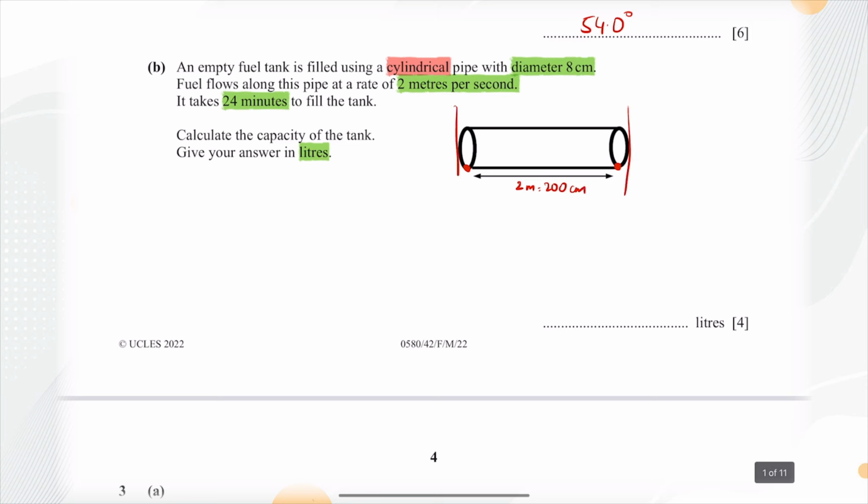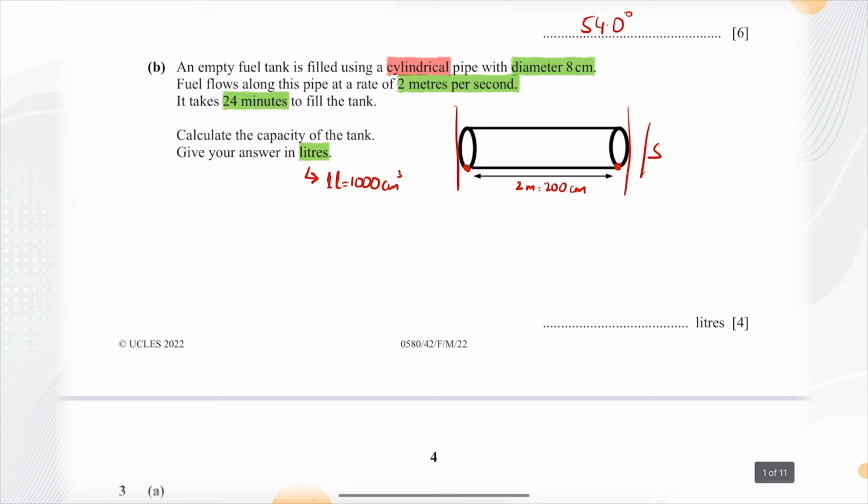Now this is what's happening every second, okay? So if I can somehow find out the volume that flows through the pipe in 1 second, and then just multiply it by whatever time it takes to fill the tank, that would give me the total volume, okay? Now why did I convert 2 meters to 200 centimeter? That's because one unit is in centimeter and the other was in meter. And also the reason why I converted is because we have to give our answer in liters. And remember, 1 liter is equal to 1,000 centimeter cube. So anything to do with volume where you have to give your answer in liters, it's best to keep all units in centimeters.